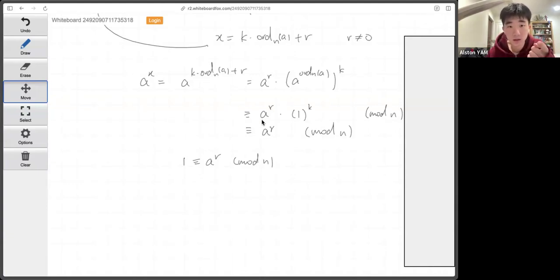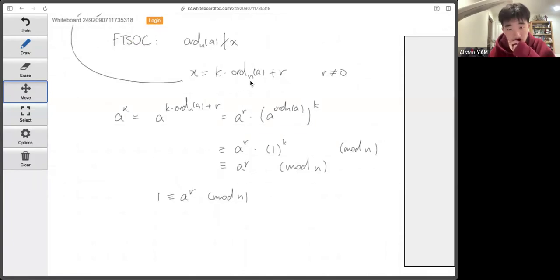But then hold up. This is similar to the definition of the order. The order is also A to the power of something that is congruent to 1 under mod n. But r is not the order. Otherwise, if r is the order, then there wouldn't be a remainder. So r must be larger than the order of A with respect to n, if that makes sense.